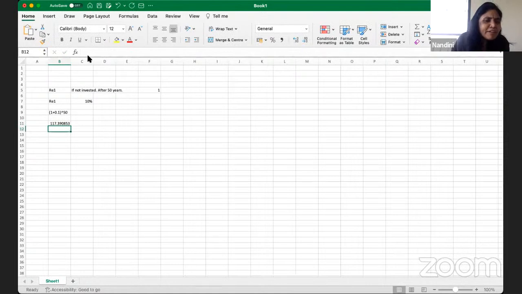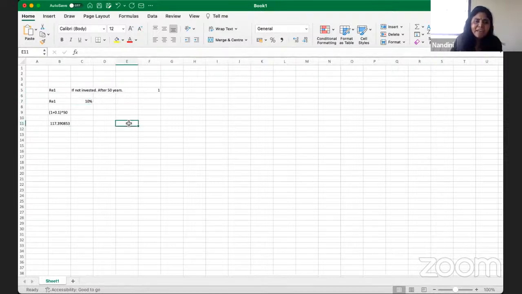So what am I earning? What has it actually become? Can you see, after 50 years this has become 117 rupees. Can you see the remarkable change? This 1 rupee, if I kept it as it is for 50 years, was still 1 rupee. But now that I have invested at 10% interest, it is going to be so much.